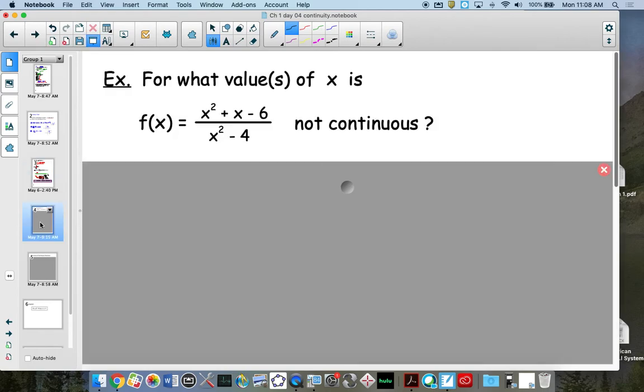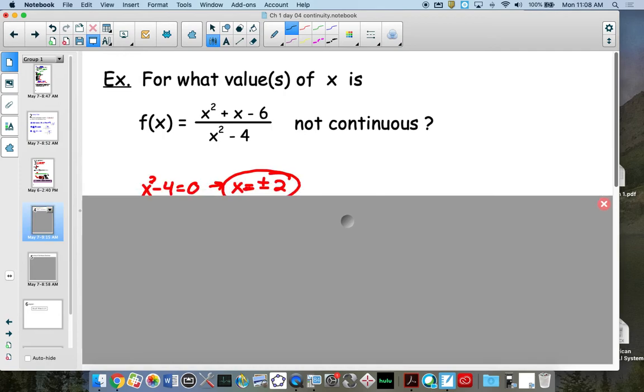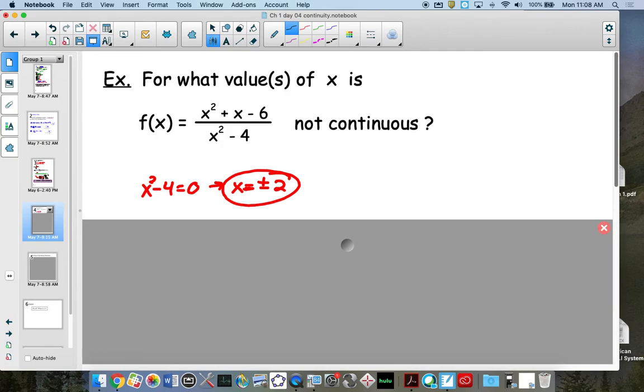All right, so for what values of x is this function not continuous? So what's the first thing we need to do? Well, we should figure out what's the domain of this function. And anything that would make the denominator 0 is a problem, so that would be x equals plus or minus 2. So it's not continuous at 2 or negative 2.